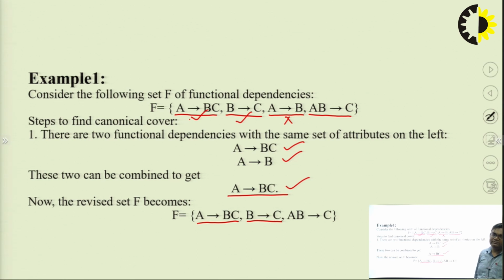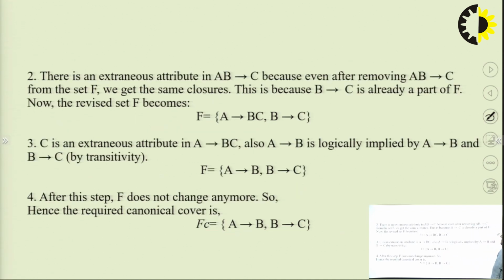This seems to us like it is an extra attribute. Okay. So, next is this. We have a revised functional set, it is given here. Next, what we have to do? There is an extraneous attribute in AB to C. How? We can see that.